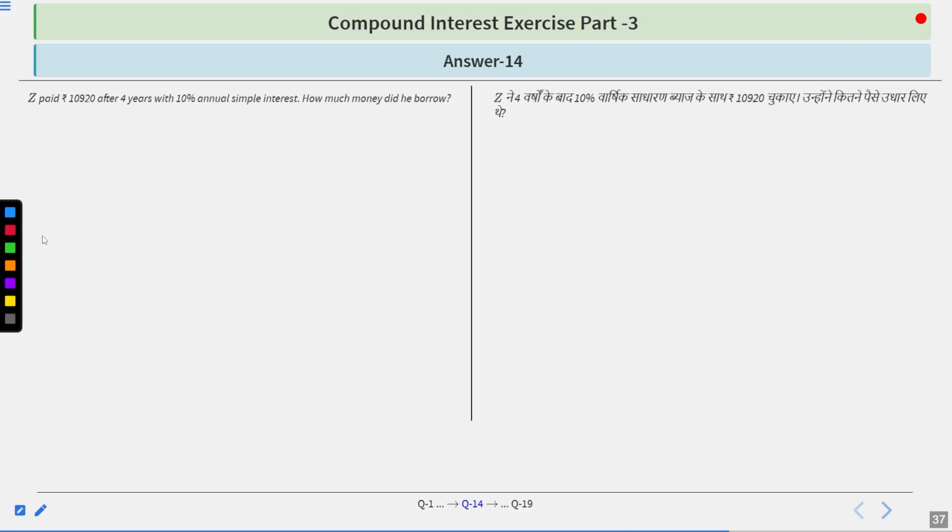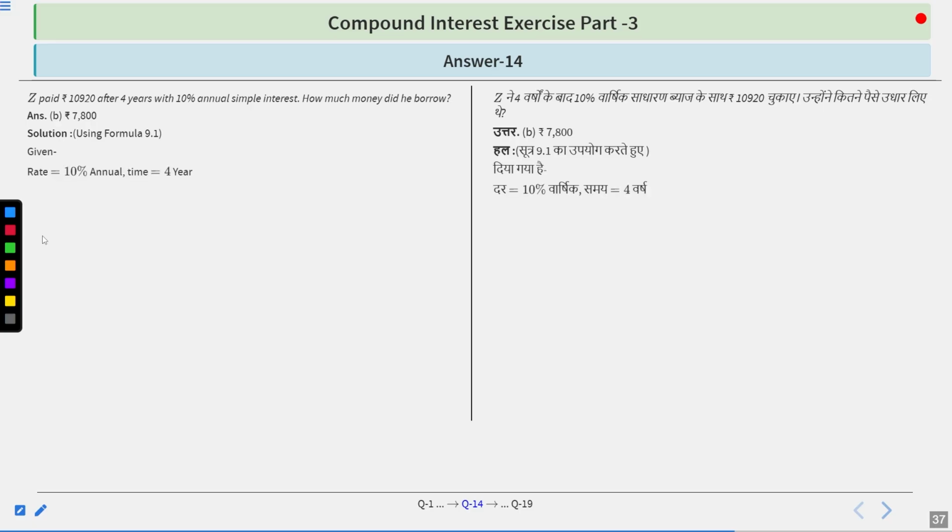Now, Z has paid rupees 10,920 after 4 years. Rate of interest was 10%. We have to find the principal. Principal is the amount that he had borrowed. The answer to this question is option B, rupees 7,800, and we are using formula 9.1 to solve this question.